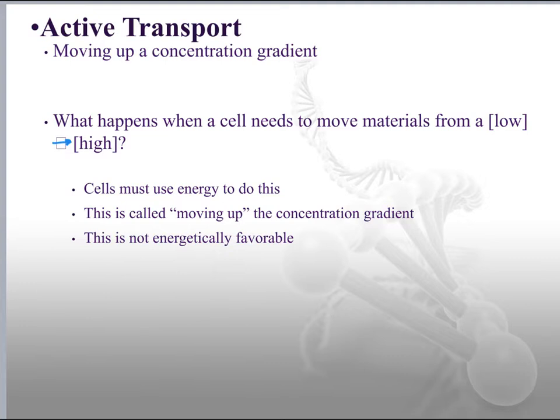Well, what happens if the cell needs to do the opposite? What if it needs to move material from areas where the concentration is already low to a concentration where there's already more of it? So from a low to a high movement there in terms of concentration. So cells must use energy to do this. This is going to cost energy. We say this is moving up the concentration gradient. Okay, it's going against the natural flow here.